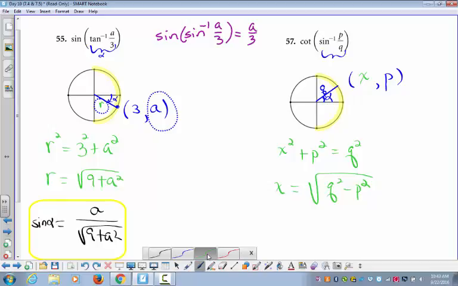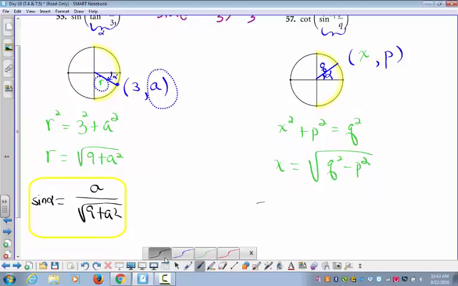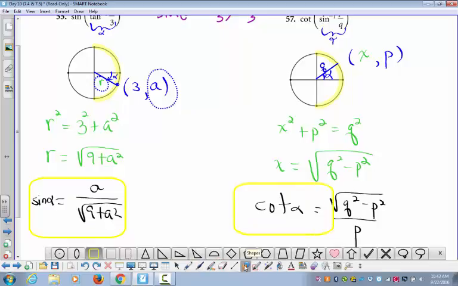Now we're super close. So the cotangent of alpha is equal to, at a terminal point on a circle, cotangent is x over y. So we go up here, there's x, we just solve for it. There's x divided by y, which is p. That would be it.